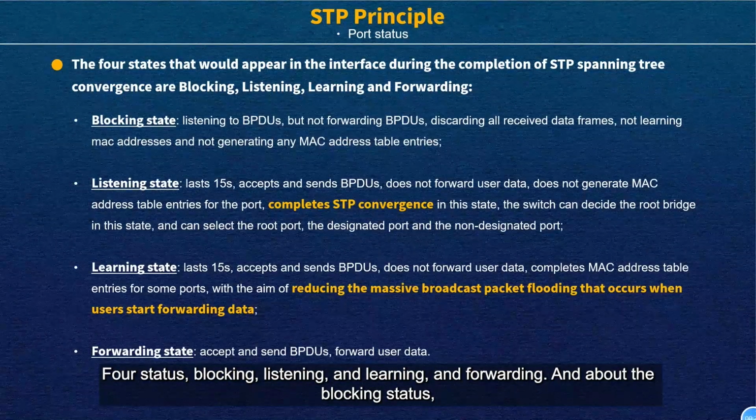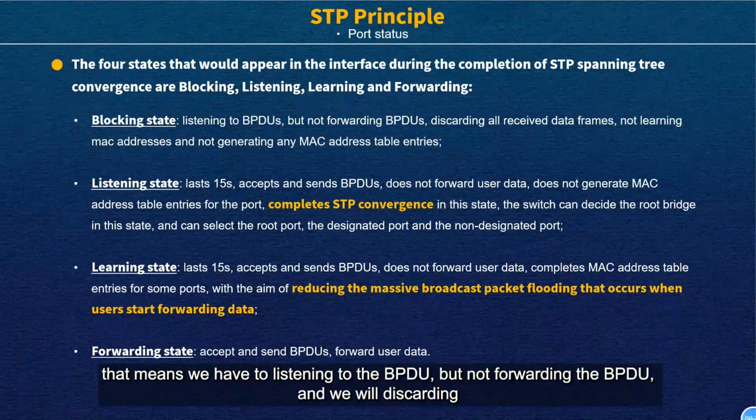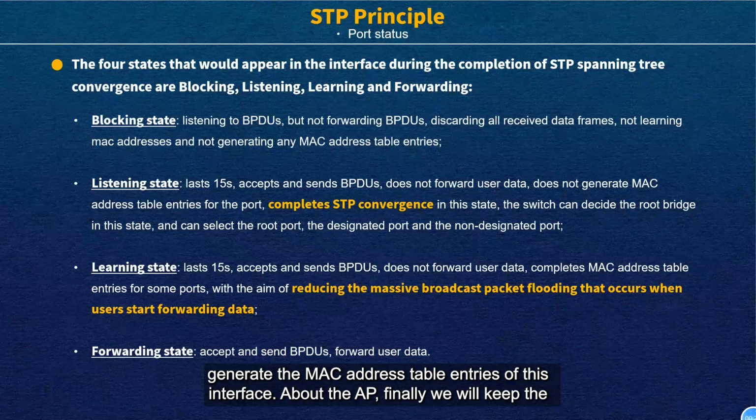4 states: blocking, listening, learning, and forwarding. And about the blocking state, that means we listen to the BPDU but do not forward the BPDU. And we discard all the messages from the customer. And we do not need to learn MAC addresses, and we do not need to generate the MAC address table entries of this interface.